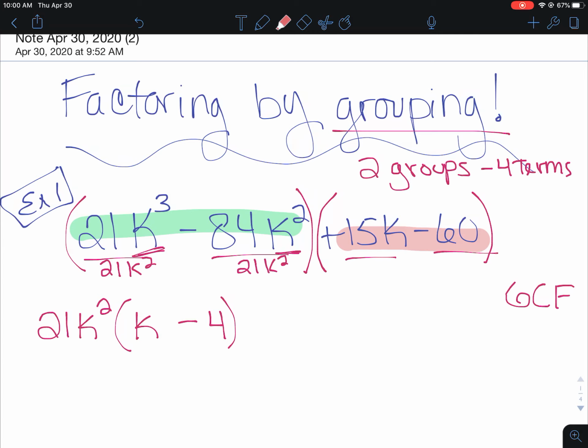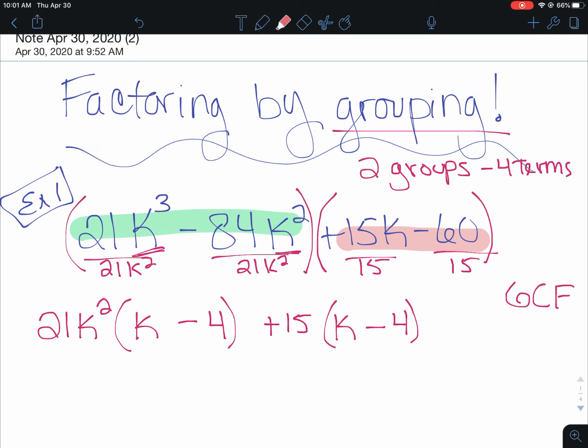Now, when we go do the second group, 15k minus 60, same process, but totally ignore what you did in the first group. We're just going to focus on these 2 numbers. So 15k minus 60, 15 goes into 60, so 15 is going to be my GCF, and positive 15, all right? So if I divide both of those by positive 15, I'm going to get k minus 4.